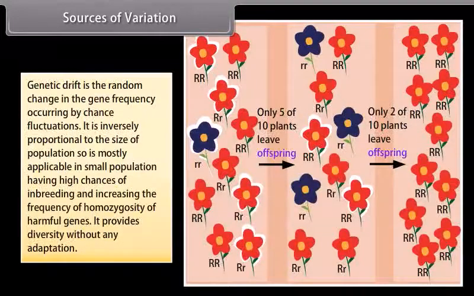Genetic drift is the random change in the gene frequency occurring by chance fluctuations. It is inversely proportional to the size of population, so is mostly applicable in small population having high chances of inbreeding and increasing the frequency of homozygosity of harmful genes. It provides diversity without any adaptation.